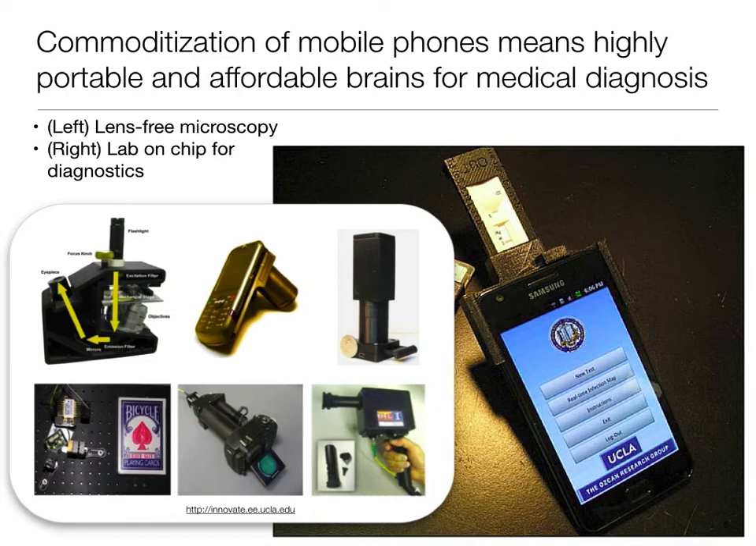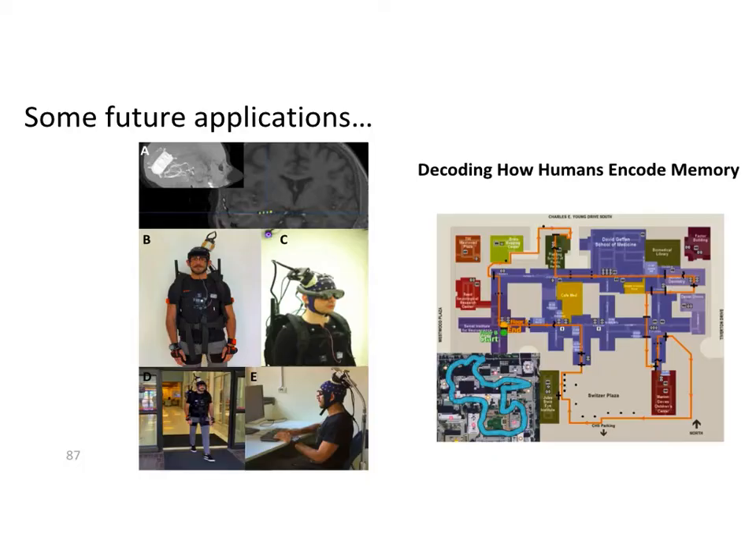I mean, here we're saying it's an affordable way to look at brains for medical diagnosis by enabling some lens-free microscopy or some lab on chip. In my PhD we also used a lot of mobile sensors like this for some advanced applications, because it's very affordable and it's very powerful.